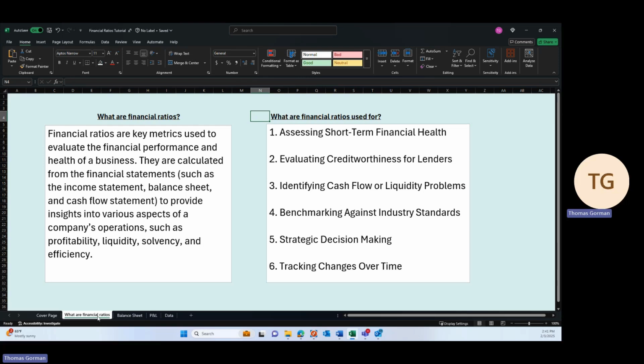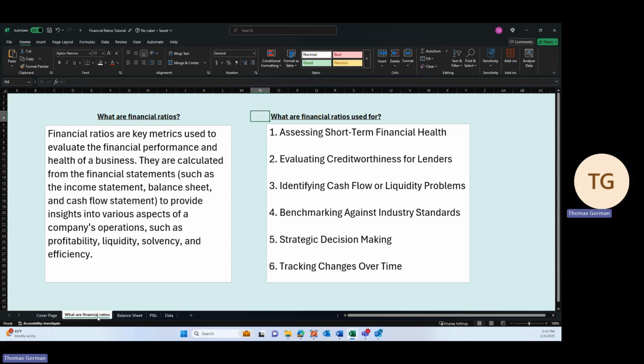Next, you might be wondering, okay, I understand what a ratio is, but what am I going to use it for? So there are many different ways that we can apply the information that we extract from financial ratios. Firstly, we can use it to assess short-term financial health. Next, we can use it to evaluate creditworthiness for lenders. We can also use it to identify cash flow or liquidity problems. Perhaps one of the most powerful ways to use ratios is to benchmark against other industry standards.